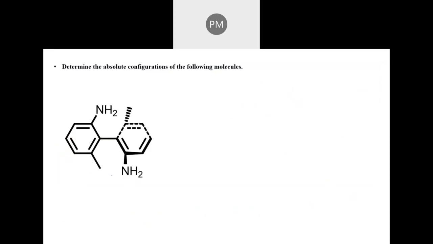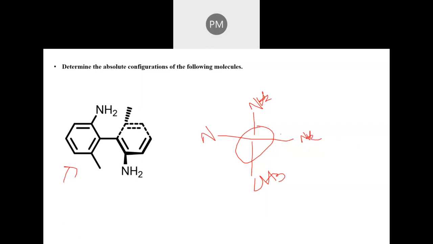Similar things we can do here. We view the molecule from this side, so I will draw it like that. From this side, if we are viewing this molecule, the NH2 will be above, and the methyl is below the plane. This amine is on the right side. And the methyl is on the left side, so this one will be methyl.